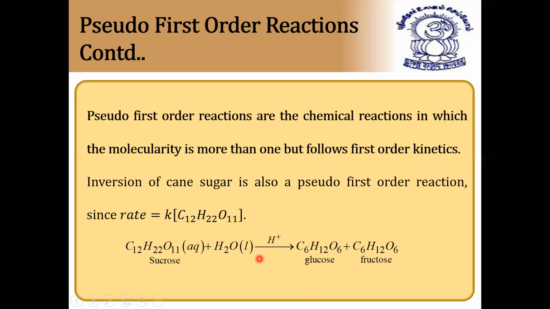Sucrose on reaction with water forms glucose and fructose, as we already know. For this reaction, it is observed experimentally that the rate is proportional to only the concentration of sucrose, not the concentration of water. No matter how much water is added, there is no change in the rate of the reaction. So the rate is proportional to only the concentration of sucrose, and this reaction is also called a pseudo first order reaction.